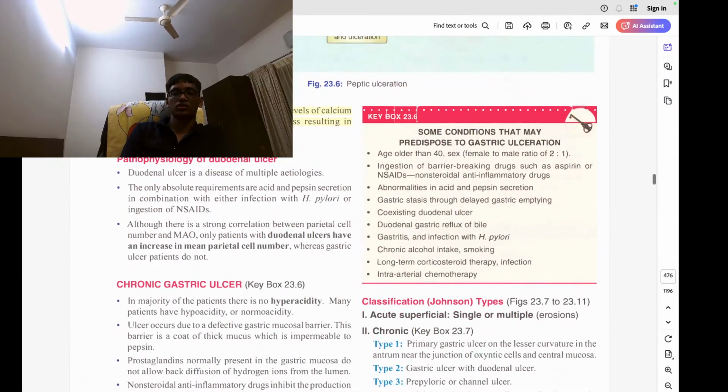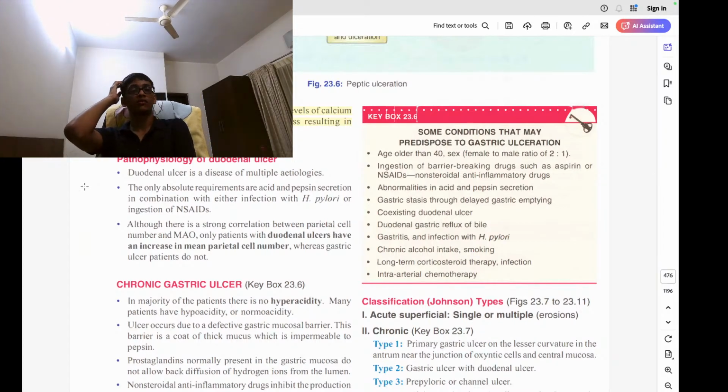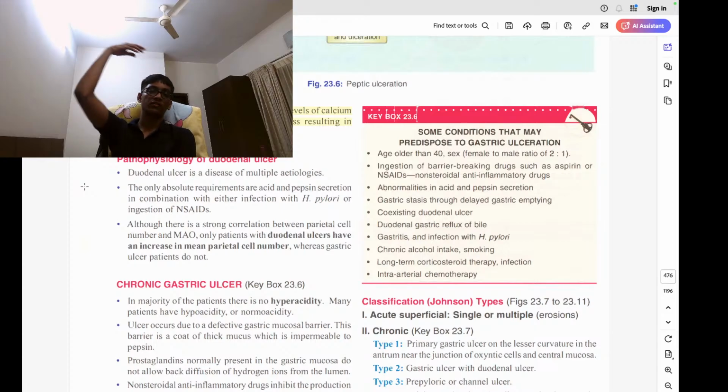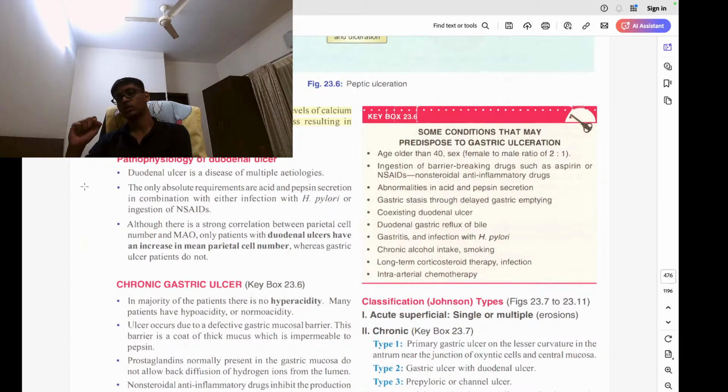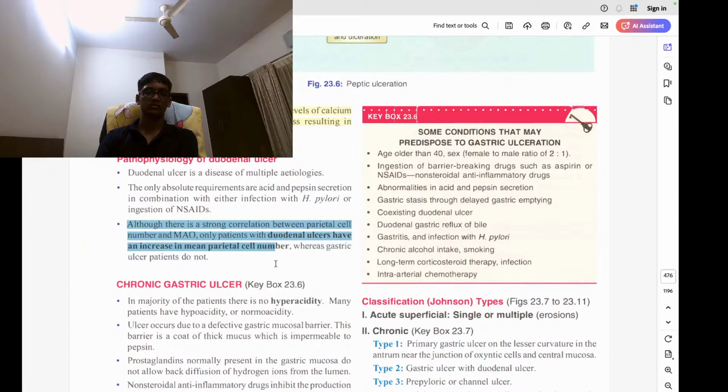Duodenal ulcer is a disease of multiple etiology. The absolute requirements are acid and pepsin secretion in combination with infection with H. pylori or ingestion of NSAIDs. Although there is a strong correlation between parietal cell number and maximal acid output, only patients with duodenal ulcers have increased mean parietal cell number, whereas gastric ulcer patients do not.